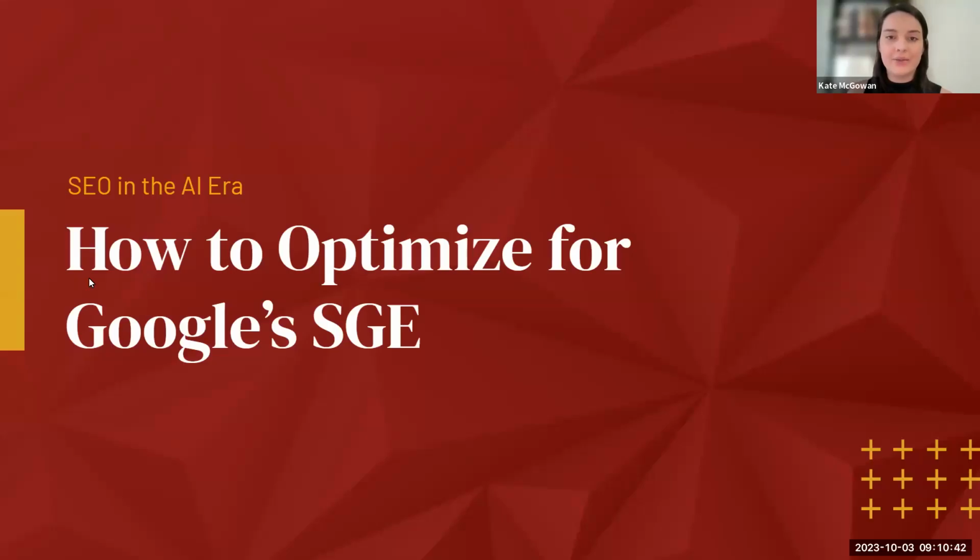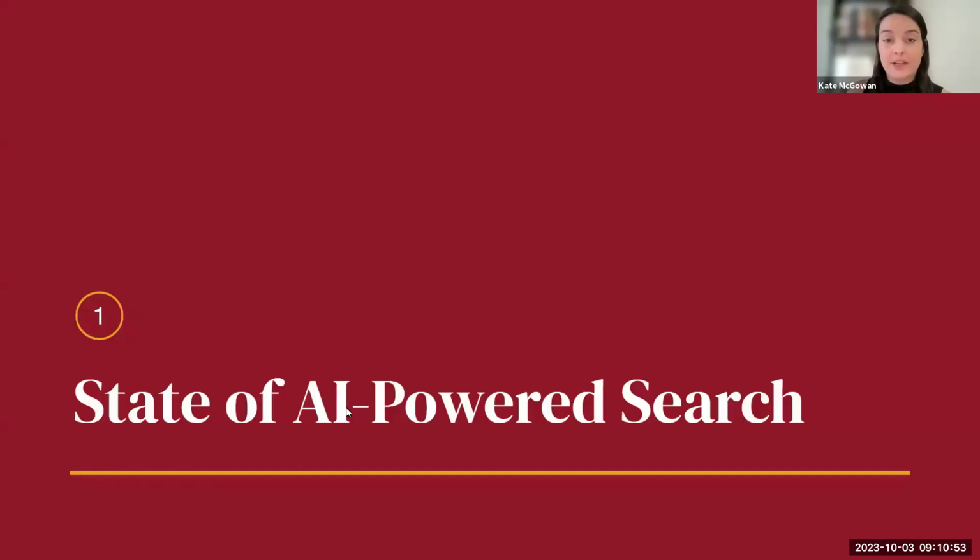Today, we're diving into doing SEO in the AI era, specifically focusing on the introduction of Google's AI-generated search result feature, Search Generative Experience, or SGE. Before we talk about how to optimize for SGE, let's talk about how AI became involved with SEO initially and where it has evolved to in today's search.